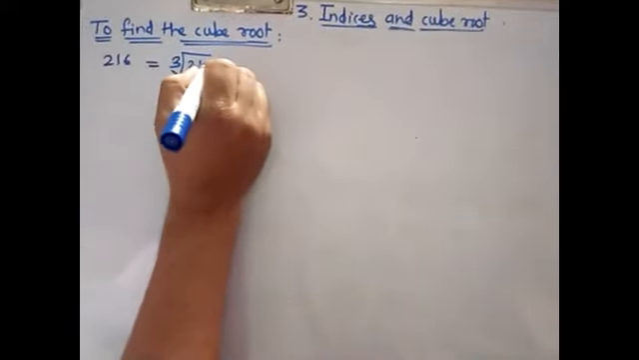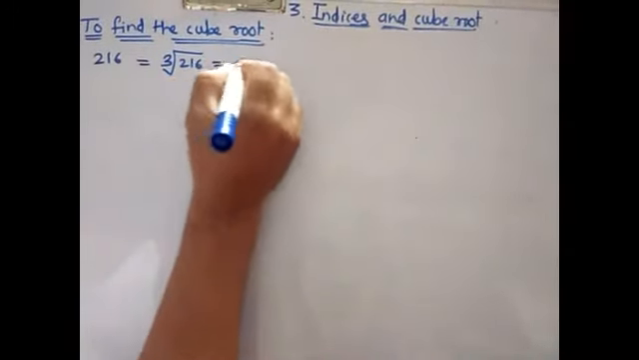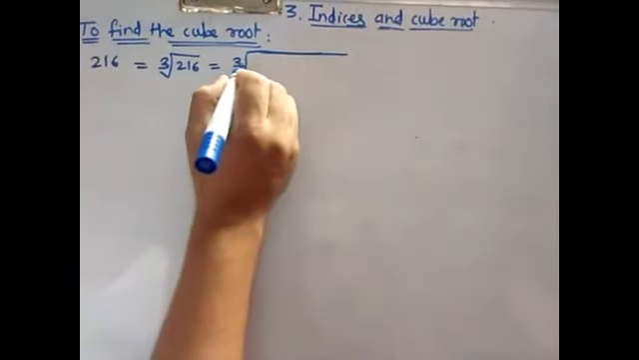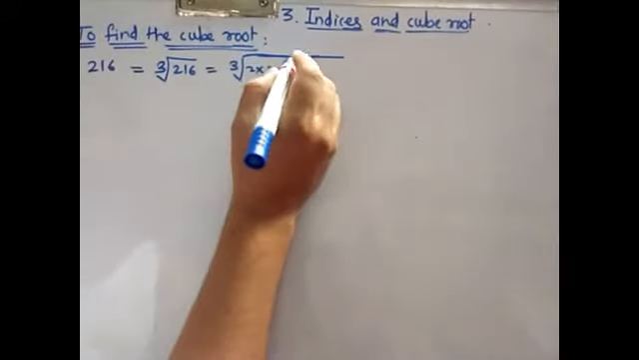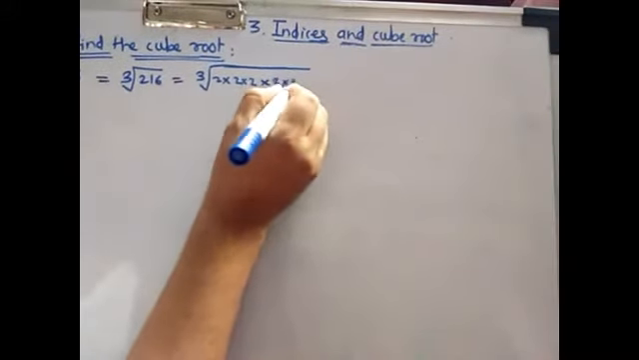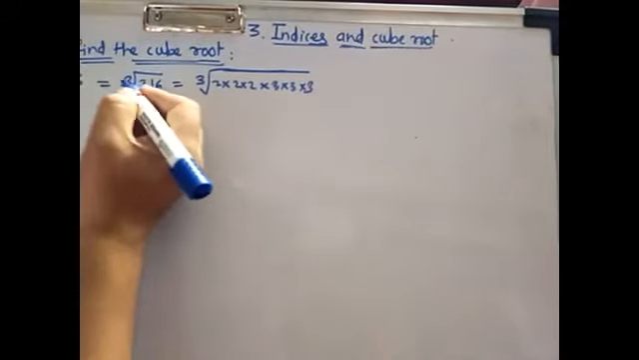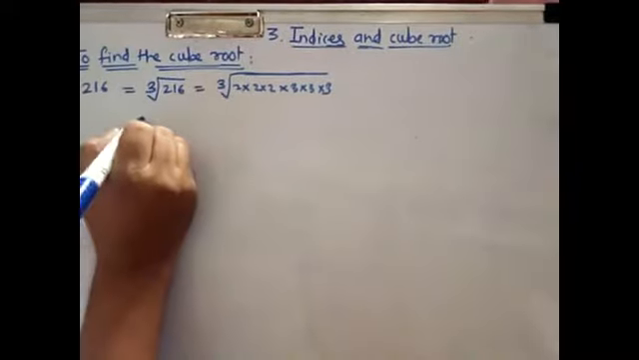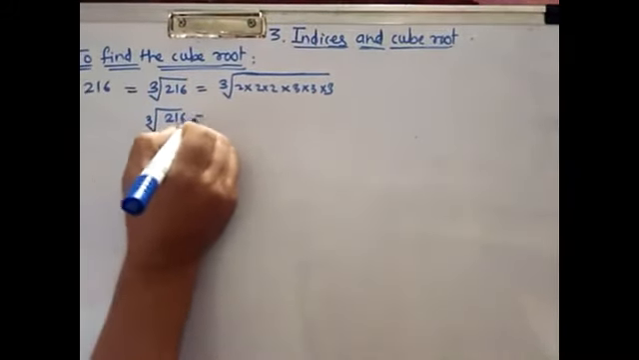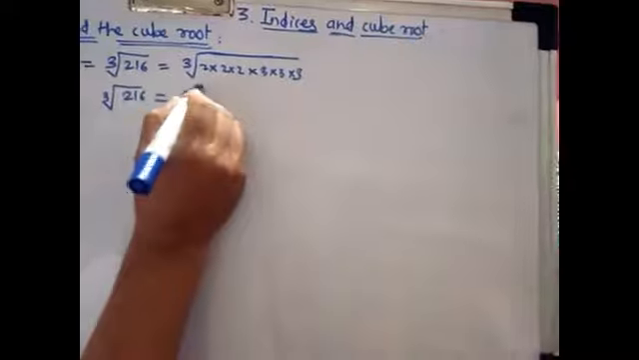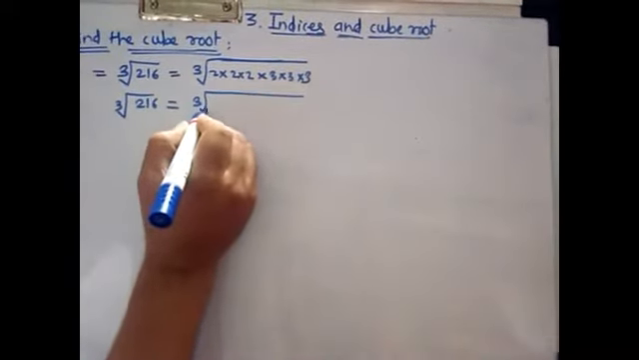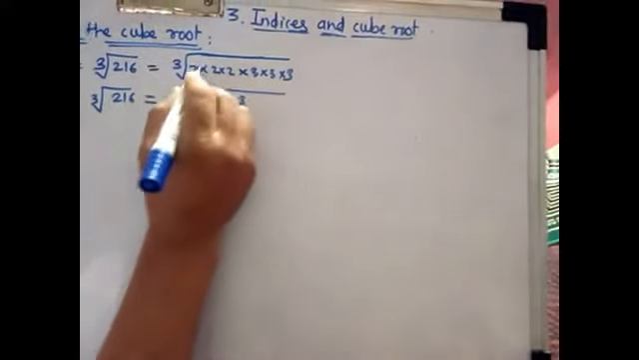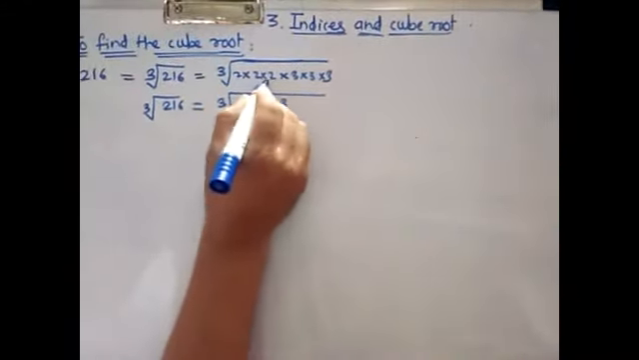We factorize 216 as 2 into 2 into 2 into 3 into 3 into 3. We write the cube root of 216 as the cube root of 2 raised to 3 into 3 raised to 3, which means 2 is multiplied 3 times and 3 is multiplied 3 times.